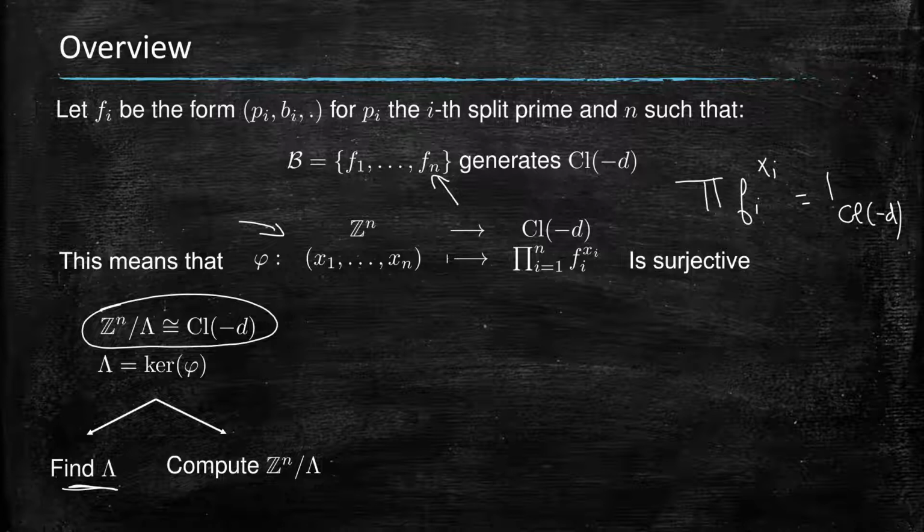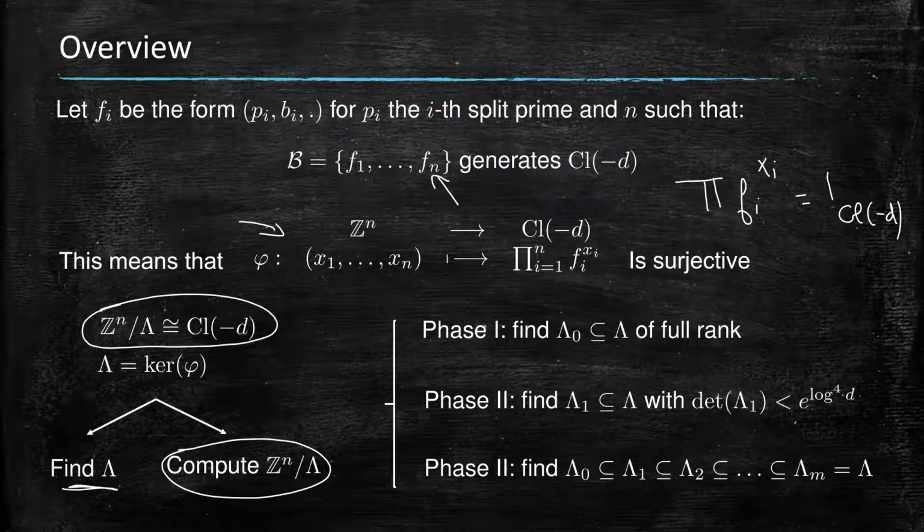Then once we have that, of course, we need to compute this quotient, but we have polynomial time linear algebra methods for doing this, so it's really not something I'm going to elaborate too much during this lecture. Really, it's finding lambda that matters. And we'll split it into three phases. First, find a lambda 0 of full rank. Then find a bigger one of small determinant, and in the end complete the tower that ends up with lambda m being the lambda we're looking for.